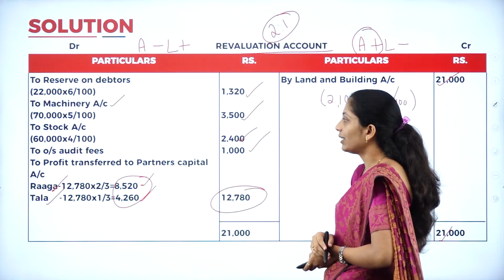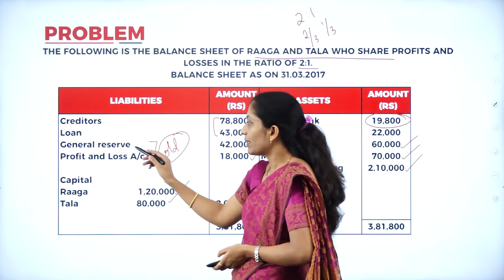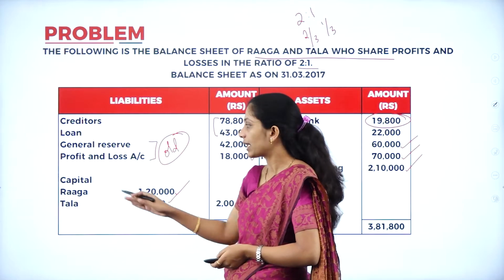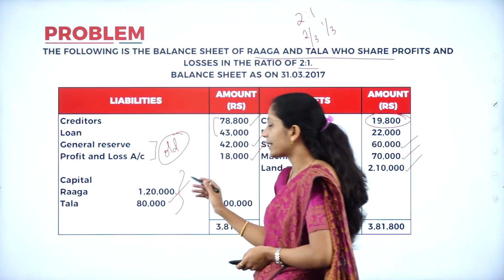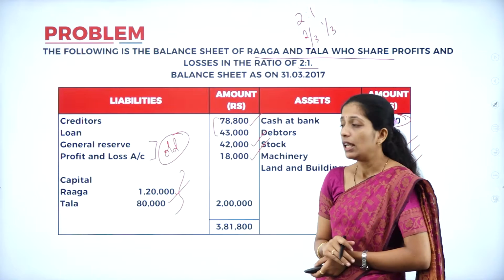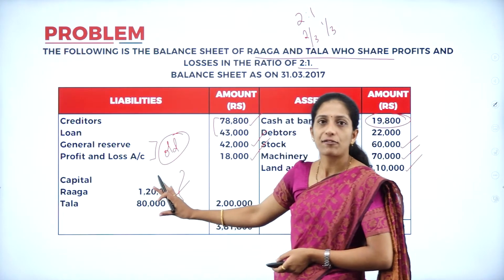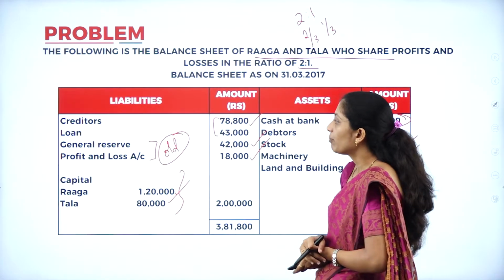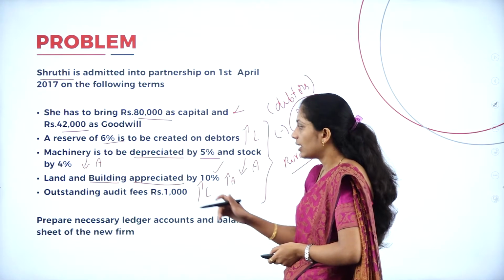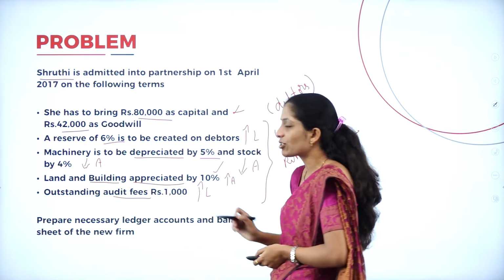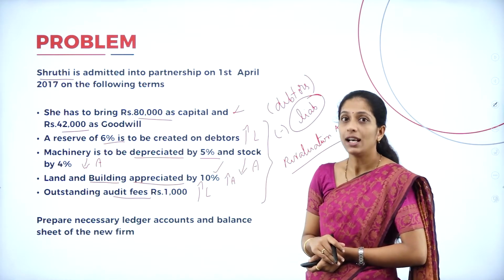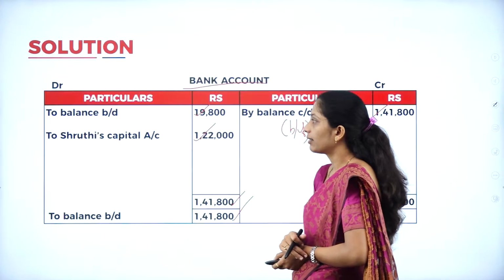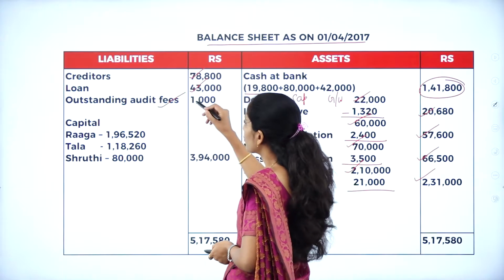Next, what have they given? They have given general reserve and profit and loss account. We had already distributed these in the partners' capital account. And the capital also we had already taken in the partners' capital account. Now instead of this capital, we have to record the balancing figure of the partners' capital account as capital. Before that, there is outstanding audit fees. How much? 1,000. It is a liability, so we have to record it on the liability side of the balance sheet. So outstanding audit fees 1,000.